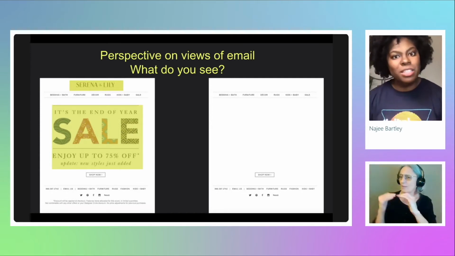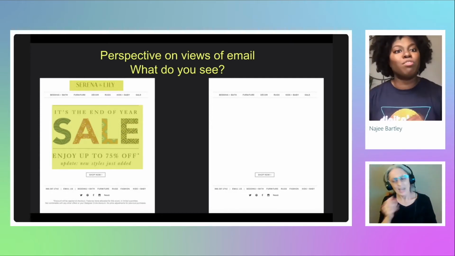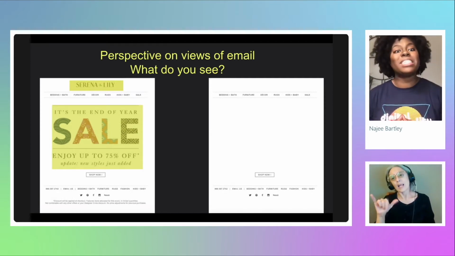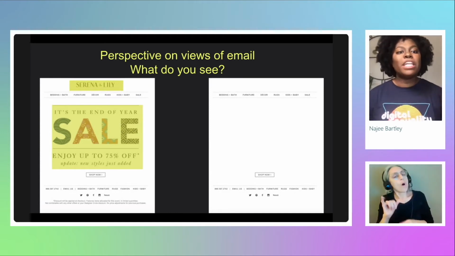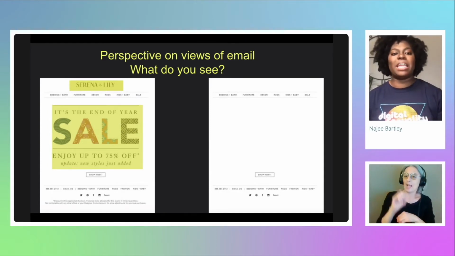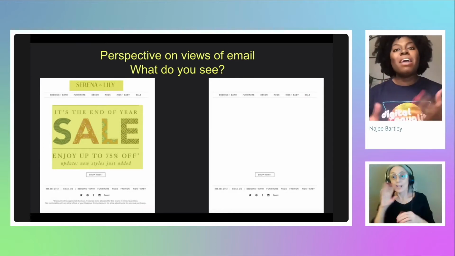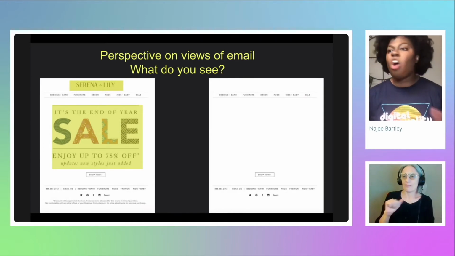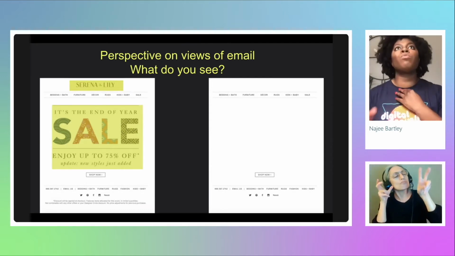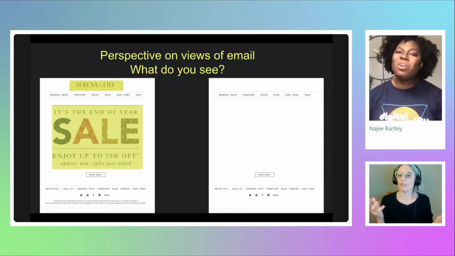Let them see that alt tag. Give them an alt tag that says Serena and Lily logo. Give them an alt tag that says it's the end of the year sale. Enjoy up to 75% off. Update, new styles just added today. Like, give them their alt tags on everything. Don't skip the alt tags. And I know people really don't want to hear it, but they do.